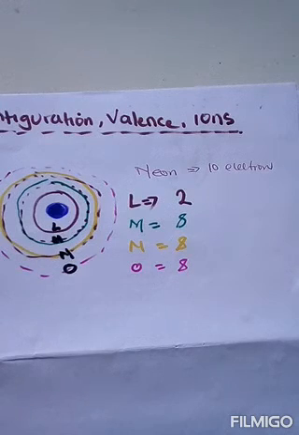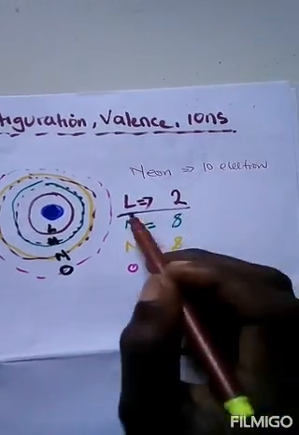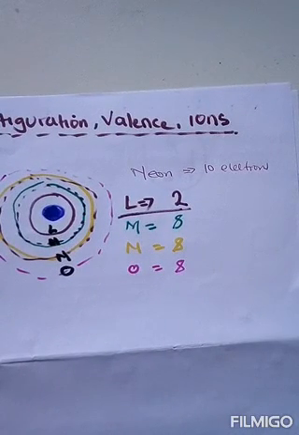Okay, so what do we see? We realize that if we were to continue writing all the shells, apart from shell L, all the shells will have a maximum of 8 electrons. So what does that mean? It means that only shell L contains a maximum of 2 electrons. The remaining shells are filled up when they have a maximum of 8 electrons.